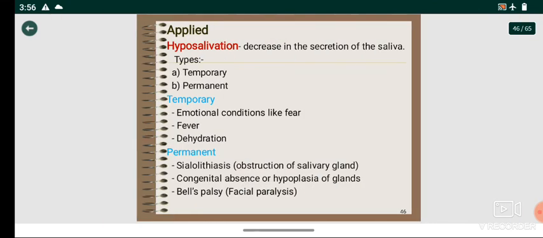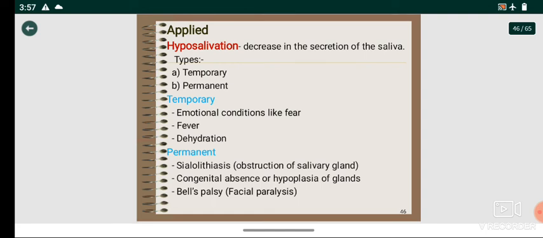Now the applied physiology regarding this, so there can be two conditions, that is the hyposalivation or hypersalivation. So hyposalivation is whenever there is decrease in secretion of the saliva. So this can be due to some temporary reason or this can be due to some permanent reason. So the temporary reasons behind the hyposalivation is emotional conditions like fear, बिकॉज जितनी भी इमोशनल कंडीशंस हैं उन सब में सिंपैथेटिक स्टिमुलेशन जो है वो सुपरवीन करता है, जस्ट बिकॉज ऑफ दैट सलाइवरी सिक्रीशन गेट्स डिक्रीज.